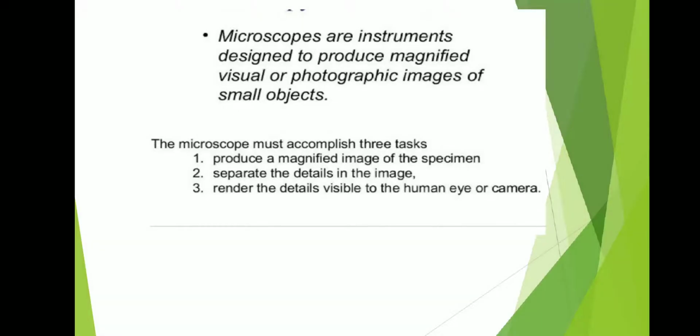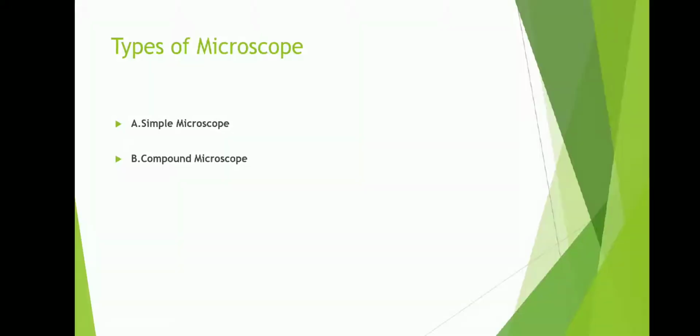Microscopes are instruments designed to produce a magnified image of small objects. A microscope accomplishes three tasks. Number 1, it produces a magnified image of the specimen. Number 2, it separates the details in the image, and number 3, it renders the details visible to the human eye or the camera. There are two types of microscopes. Number 1, simple microscope, and number 2, compound microscope.